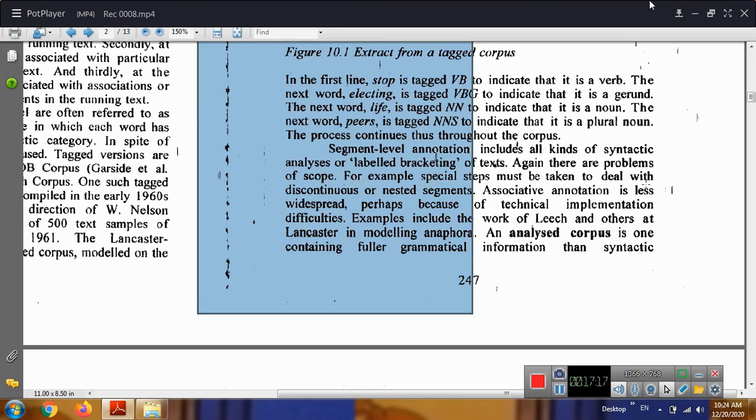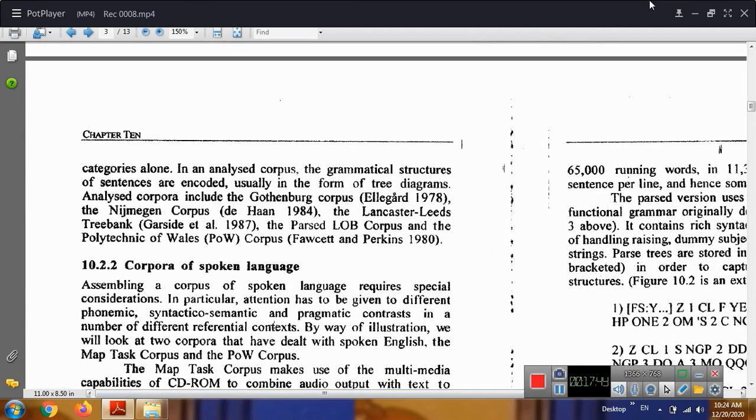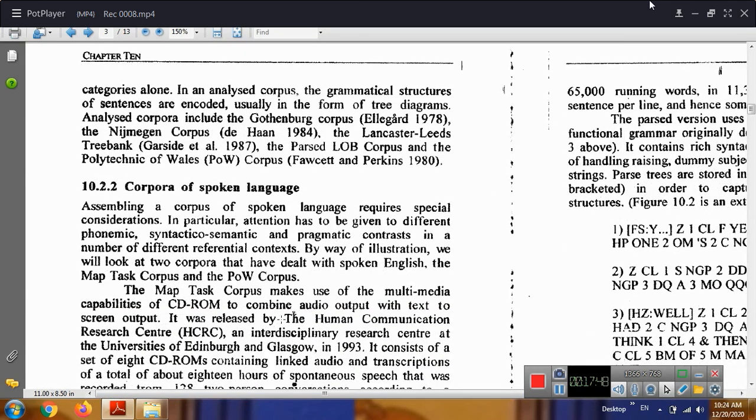For example, special steps must be taken to deal with discontinuous or nested segments. Associative annotation is less widespread, perhaps because of technical implementation difficulties. Examples include the work of Leech and others at Lancaster in modeling anaphora. An analyzed corpus is one containing fuller grammatical information than syntactic categories alone. In an analyzed corpus, the grammatical structure of sentences is encoded, usually in the form of a tree diagram.